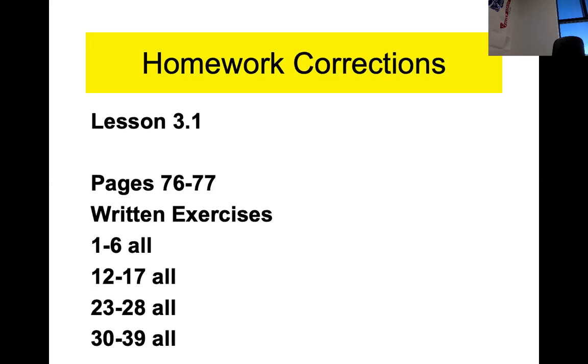Sometimes, always, never. Sometimes, always, never. Sometimes, always, never. All right, number 30 is always. Number 31 is sometimes. Number 32 is never. Number 33 is always. Number 34 is sometimes. Number 35 is sometimes. Number 36 is sometimes. Number 37 is always. Number 38 is sometimes. And the last one is sometimes.